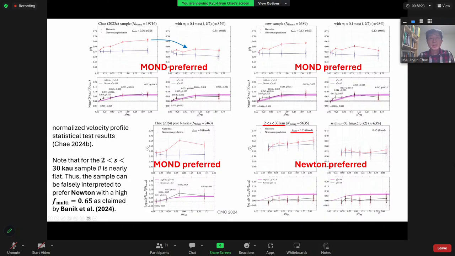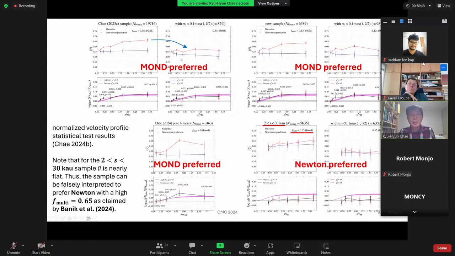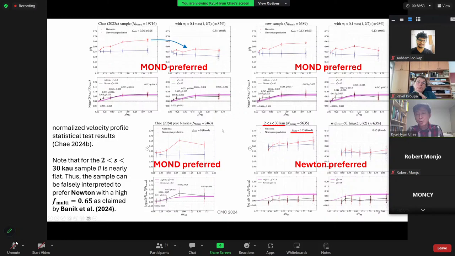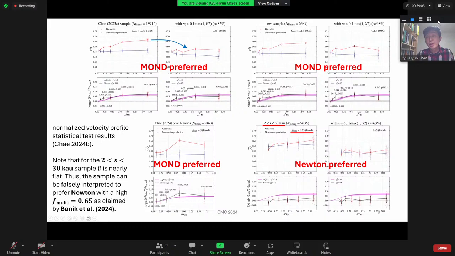Now, what Indranil does is consider only this narrow range that's shown here. If you consider only this narrow range, then the shapes of the two curves are similar. So you lose most of the power. In this case, you can see the change in the shape, but if you consider the narrow range, you cannot see the change. And now I fixed the value Indranil used, 0.65, and then I get a Newton-preferred result. Wow. So I reproduced Indranil's result with my sample, although the sample is slightly different. And now this new sample is also MOND preferred.